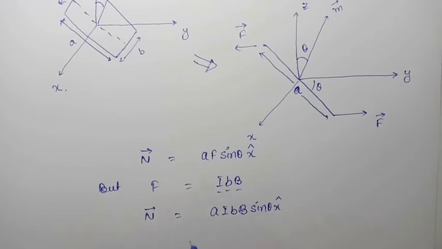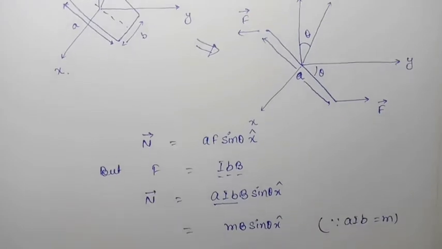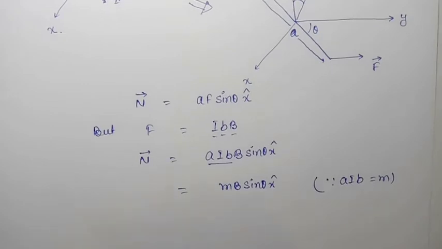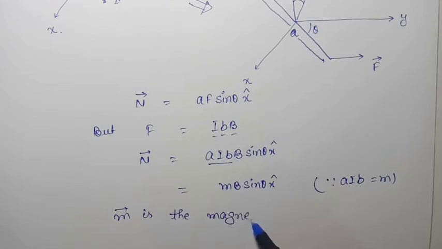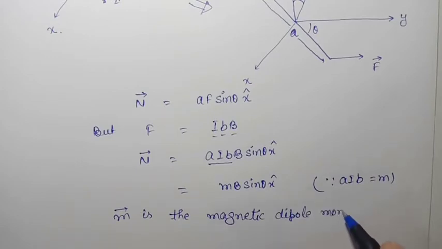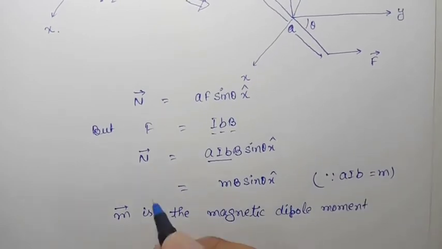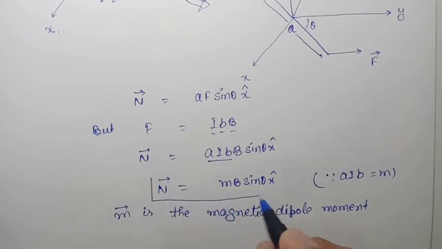okay? Or this I A B is equal to M. So M B sin theta x cap, because here A I B is equal to M. M is the magnetic dipole moment. Okay, so this is the expression for torque.